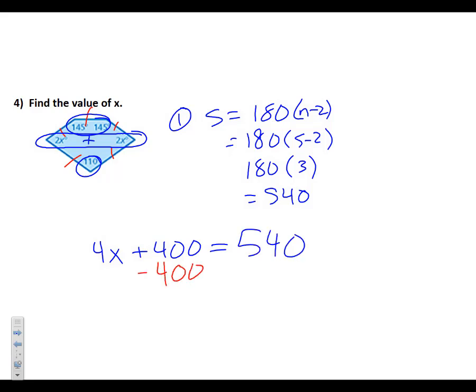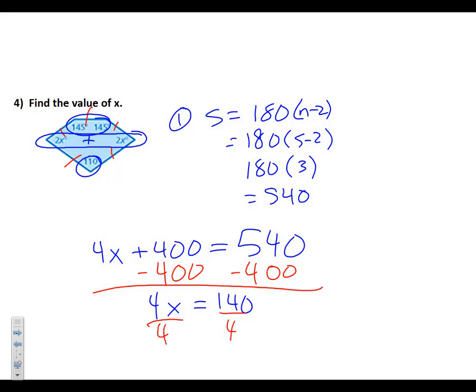So, using all those skills that we learned way back, isolating the variable using inverse operations, doing the same thing to both sides, using properties of equality, we find out that the value of x is in fact 35 degrees.